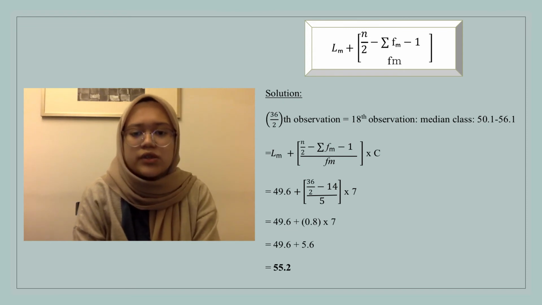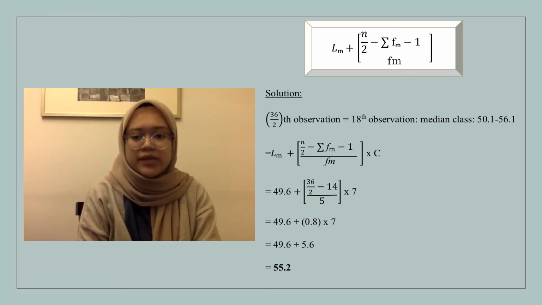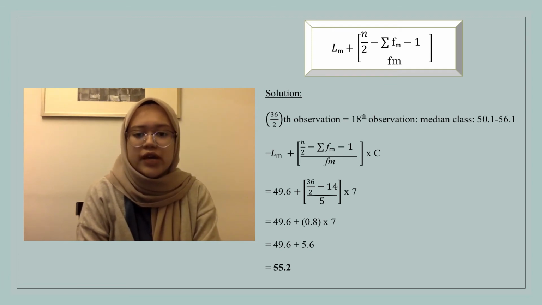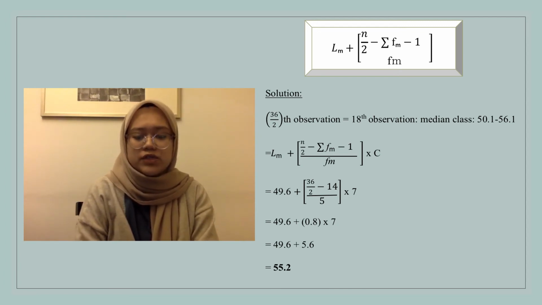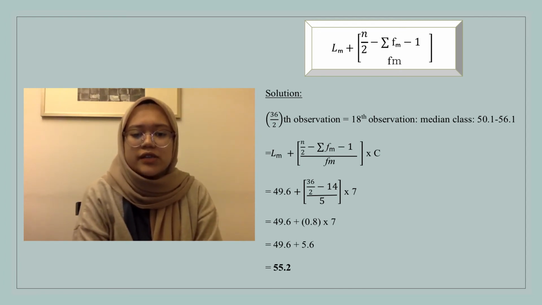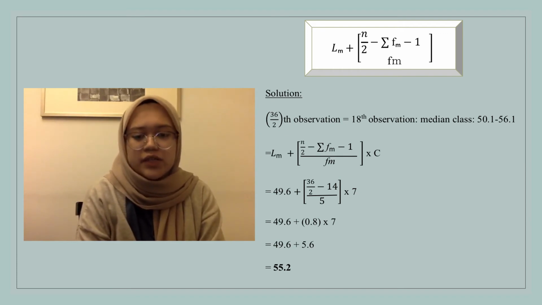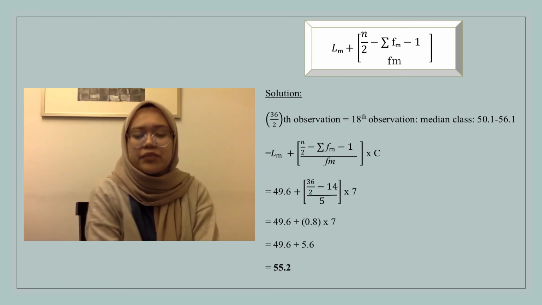Next, the lower class boundary, which is 50.1 minus 0.5, gives 49.6, plus the total observation 18 minus the cumulative frequency 14, divided by 5. The 5 is the frequency of the median class, and we need to multiply by 7. So the median of the labor force in Negeri Sembilan is 55.2.